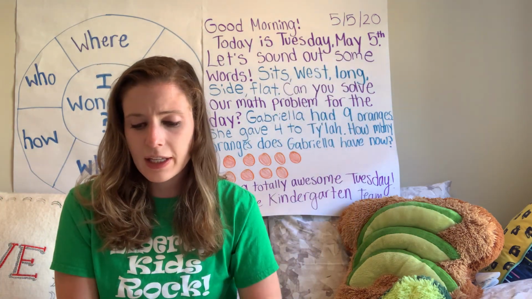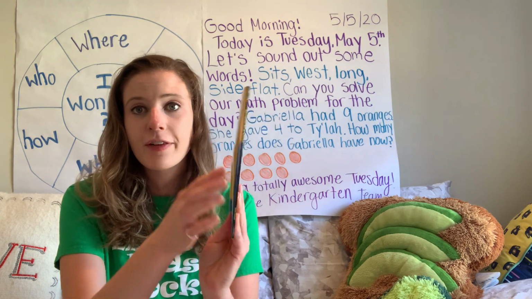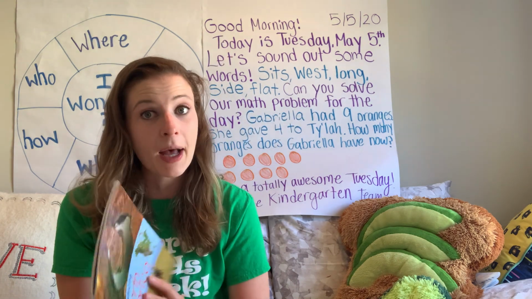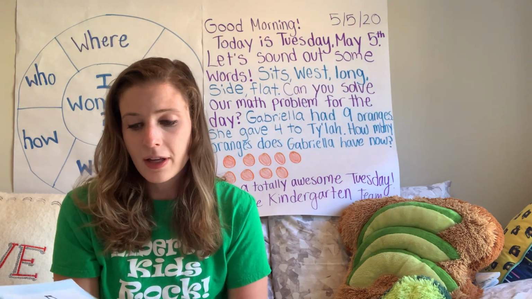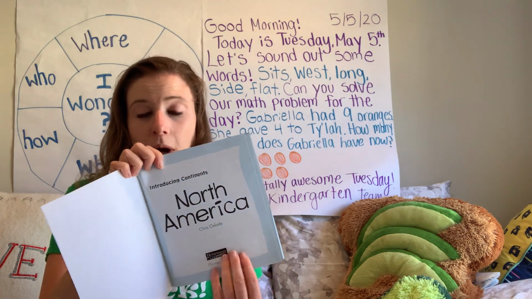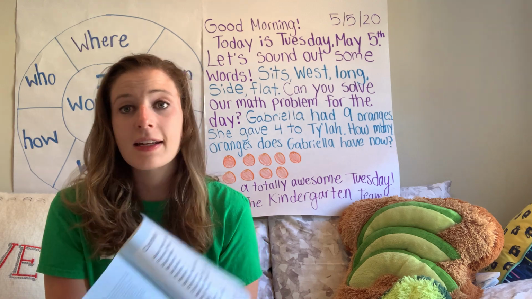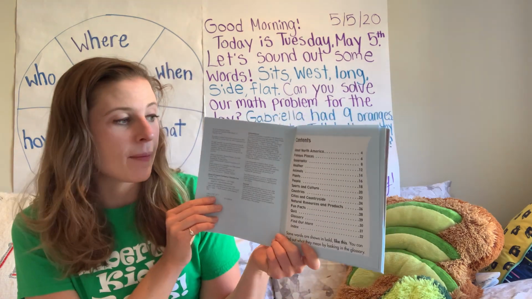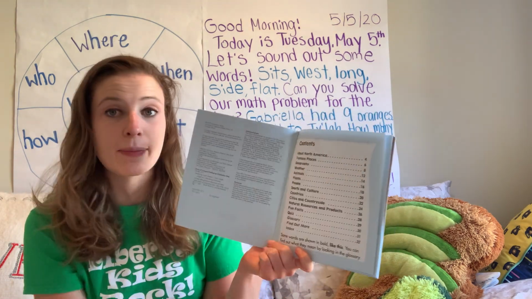So here is our front cover, our back cover, and our spine. That spine holds the book together. Here is our title page. Our title page has our title once again. And then in an informational text or a reference text, we have our table of contents.